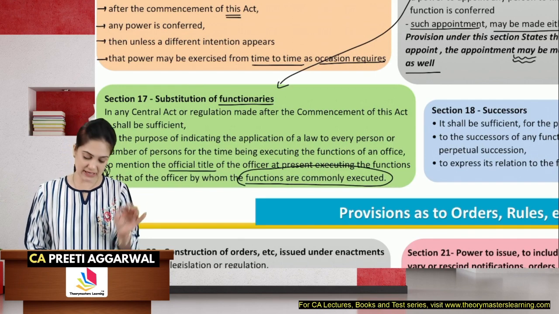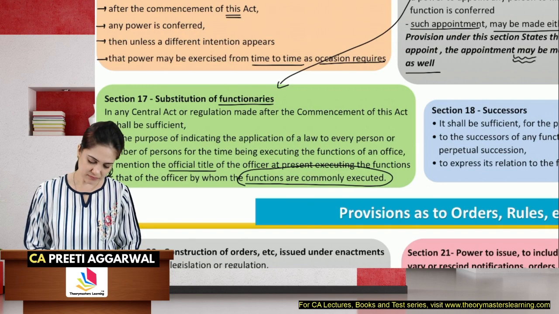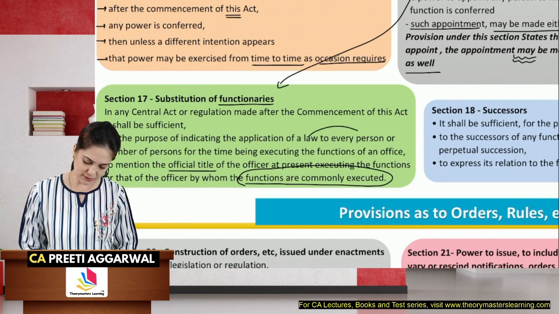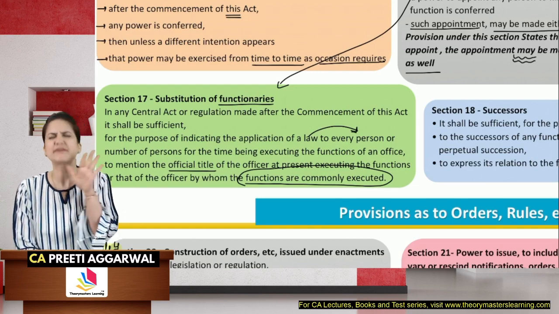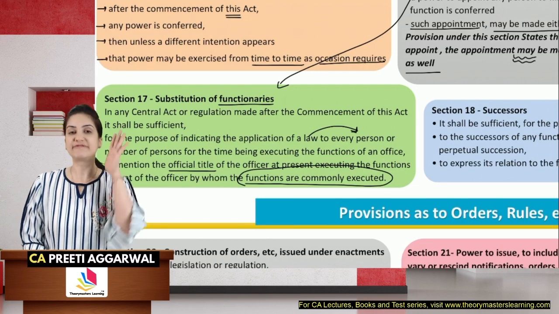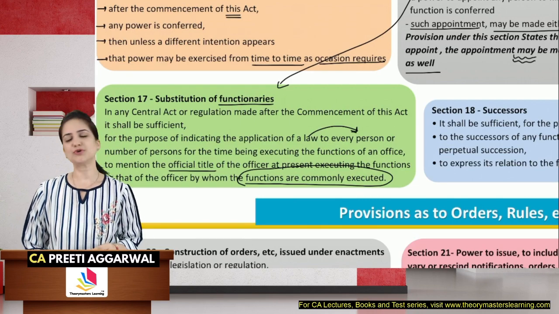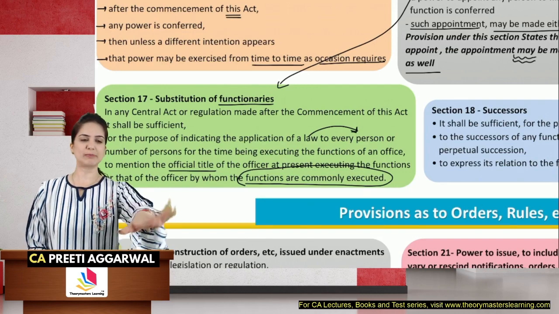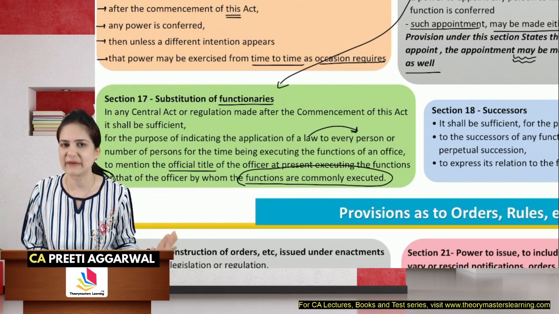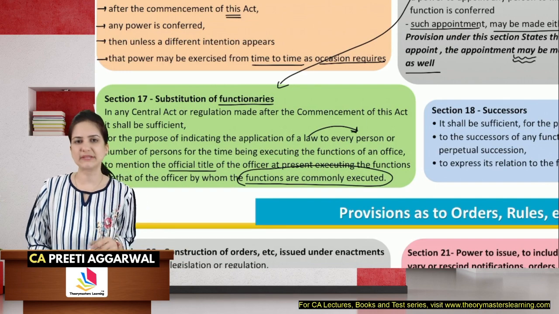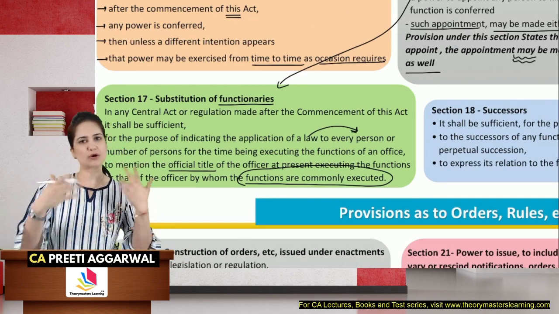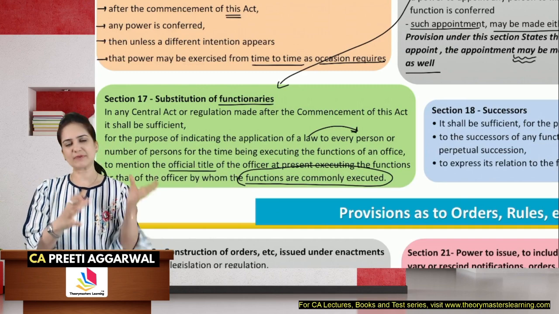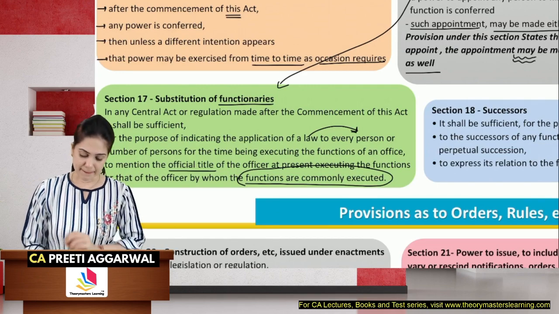So they simply want to say that in case the law applies to every person or a number of persons, instead of naming the persons, it is sufficient if you just write the function that the person performs. So you can simply write that this task will be performed by the company secretary, this task will be performed by the director. So whoever is the director, whoever is the company secretary, that particular provision will automatically apply to him.